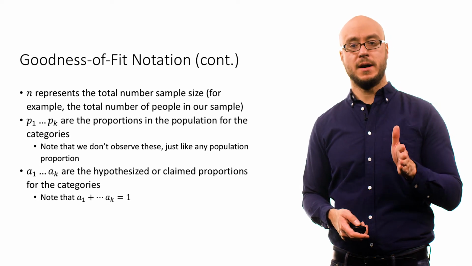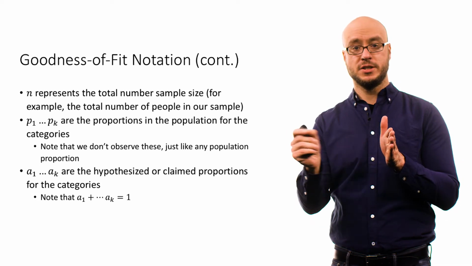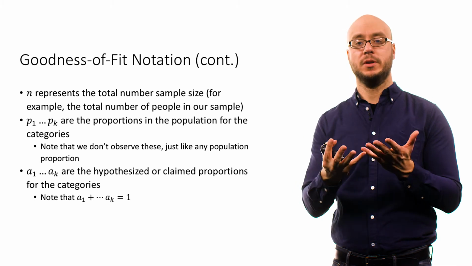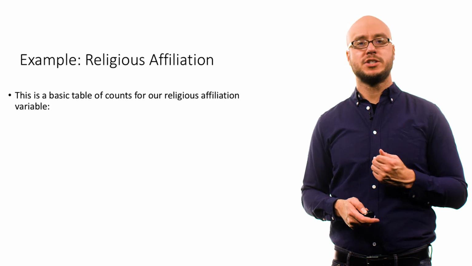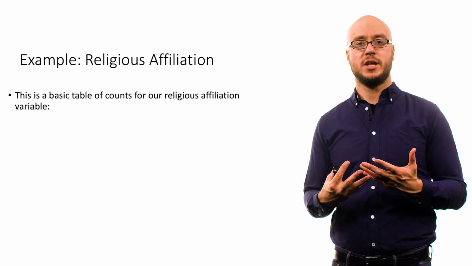And of course, keep in mind that these proportions should be a valid probability distribution. They should add to 1. And you'll see in the religious example that these proportions do in fact equal 1. To put it another way, these probabilities equal 1. Because when we talked about probability, remember that we can treat proportions as probabilities in certain instances. So let's look at this religious affiliation example using this notation.